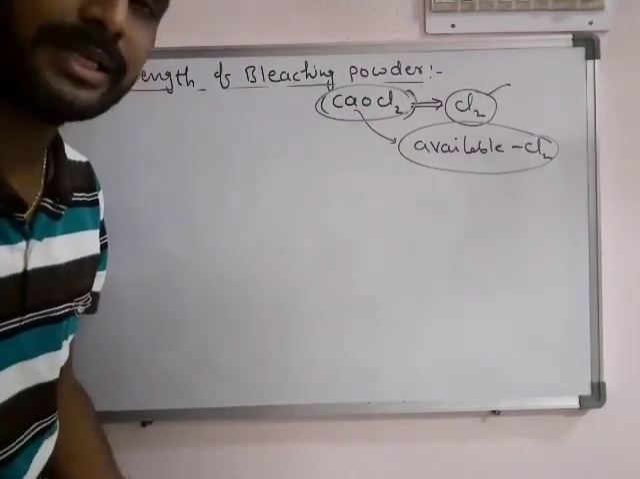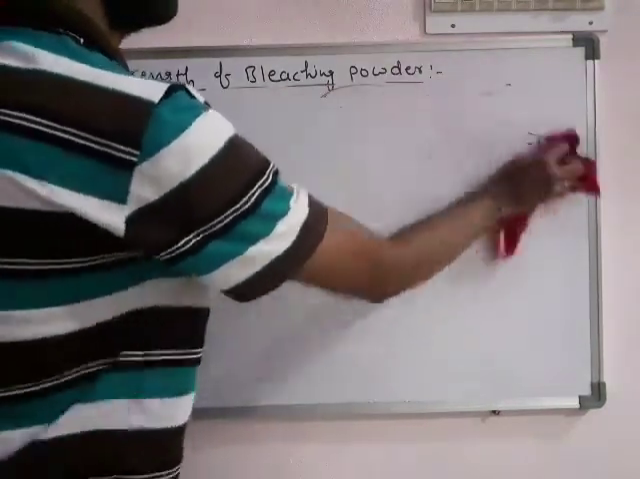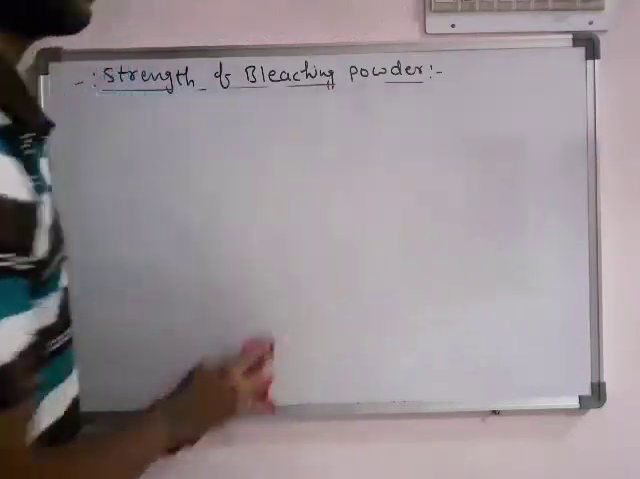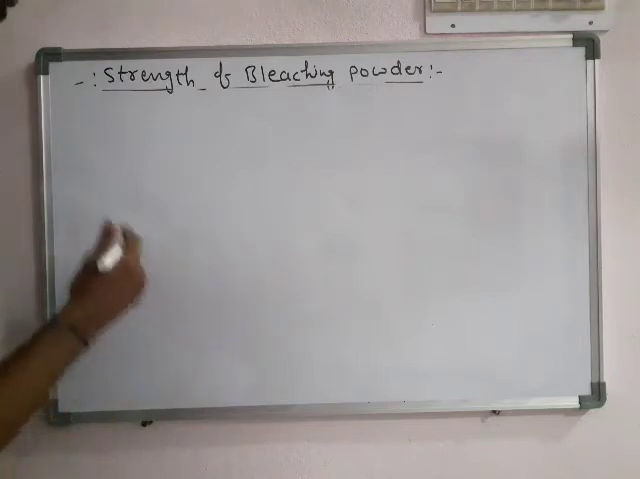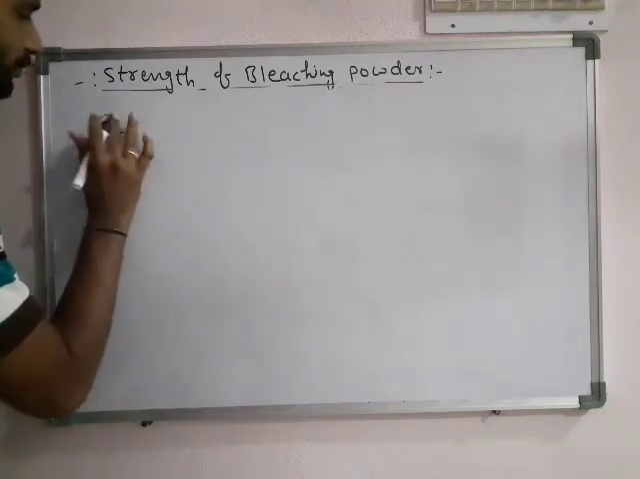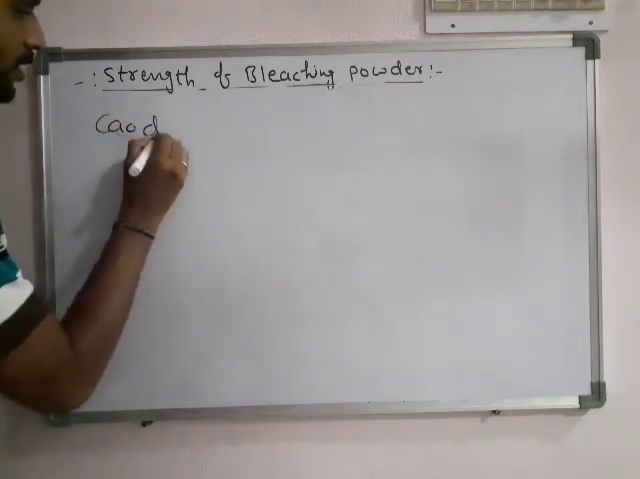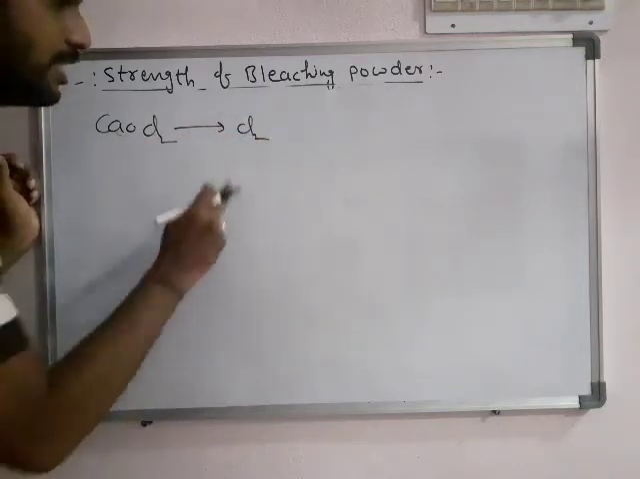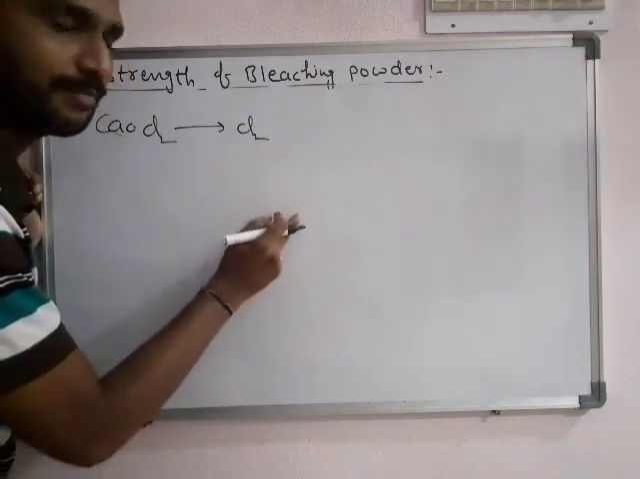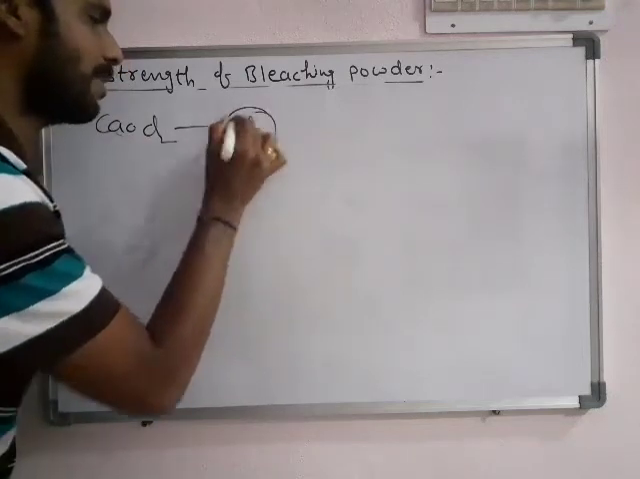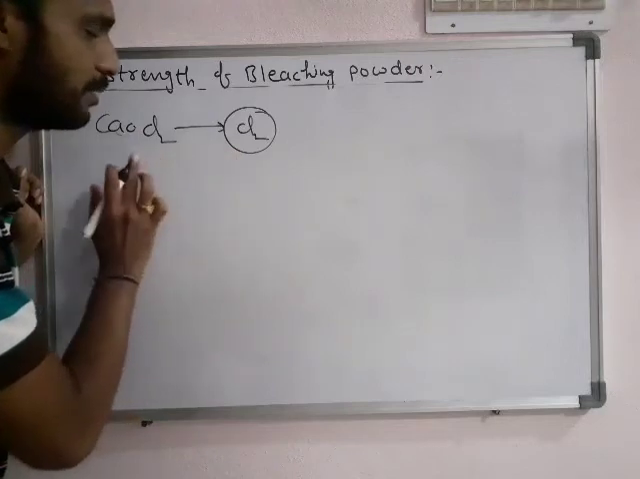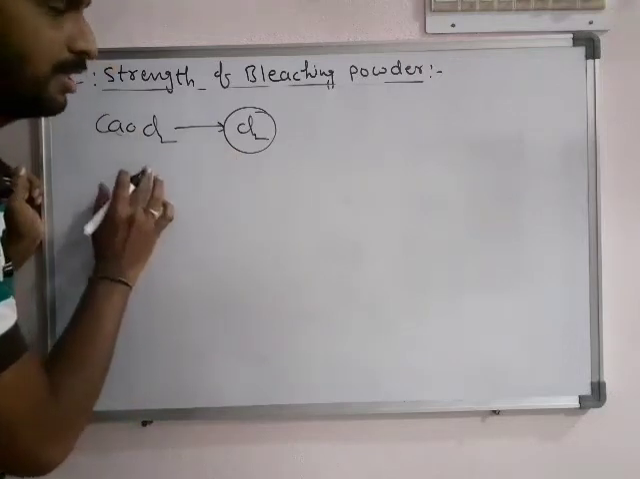Okay, experimentally, you know that bleaching powder releases chlorine. So based on this chlorine we will find out the strength. Here the amount of chlorine must be known. Based on this we find out the bleaching powder strength.